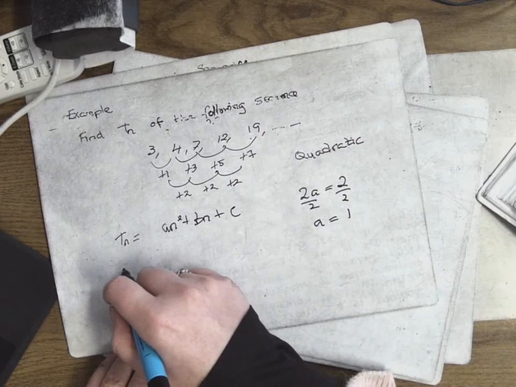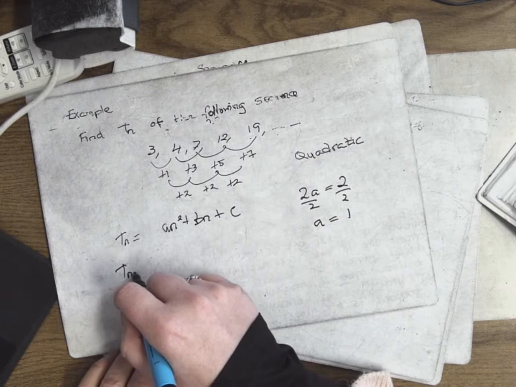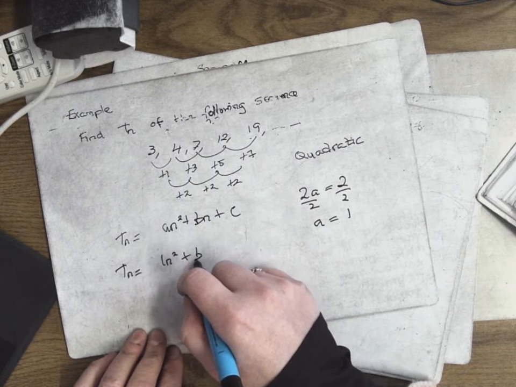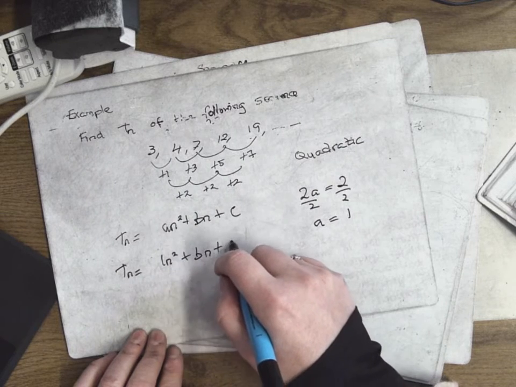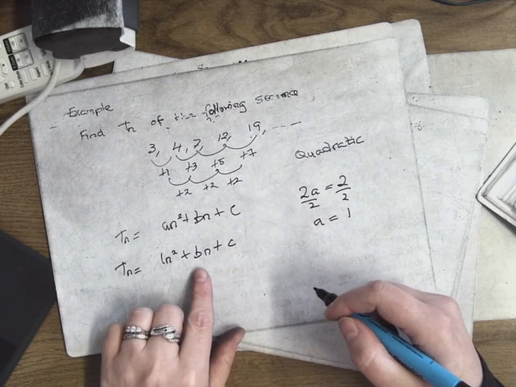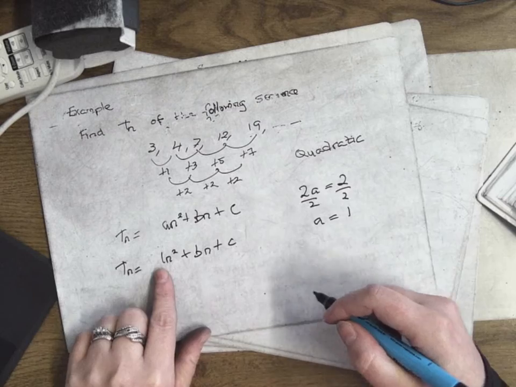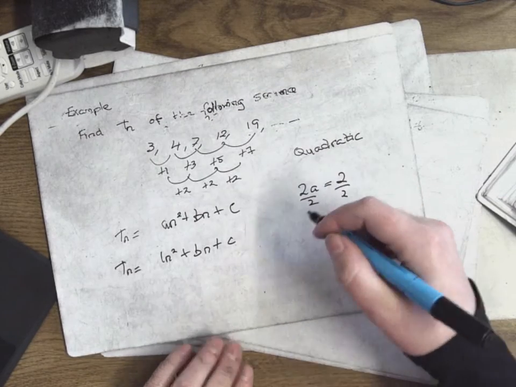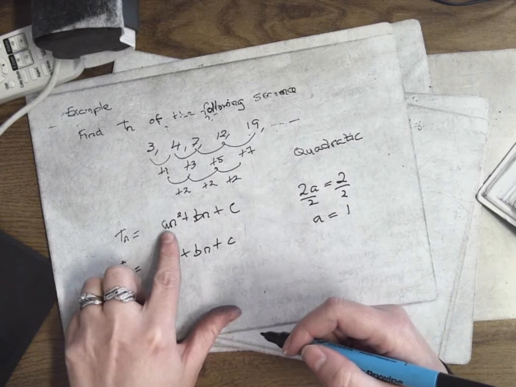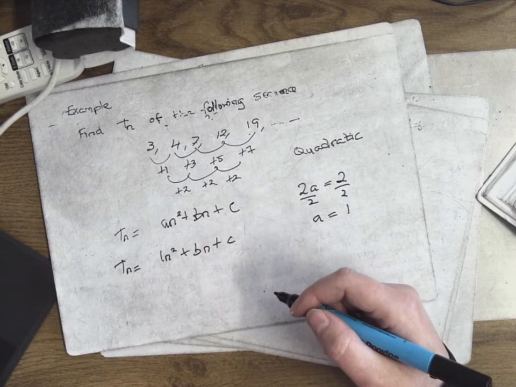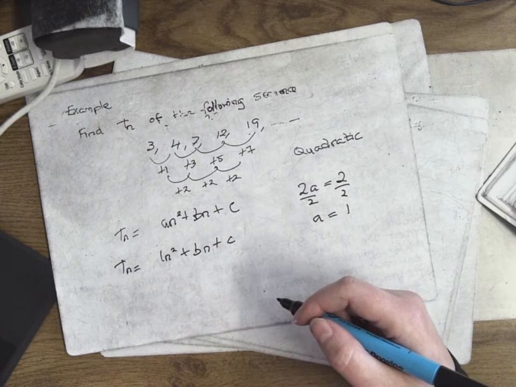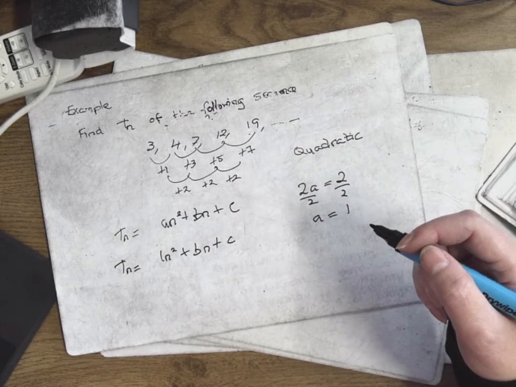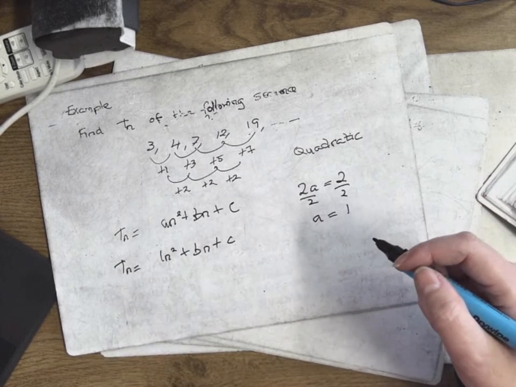So that means Tn is equal to 1n squared plus something n plus c. So I have to keep going to figure out what b and c are. But I've just figured out what a is because I learnt my stuff, that 2a is equal to the second difference. And remember, this is a different a to what we were used to. The a in the other formula is the first term. This has nothing to do with the first term. So a is 1.